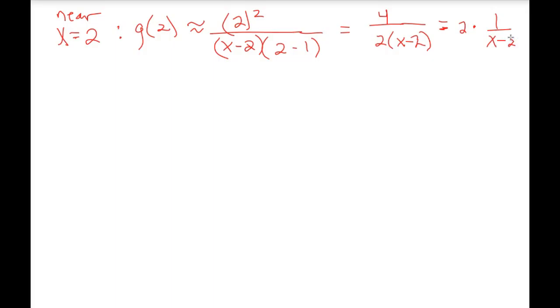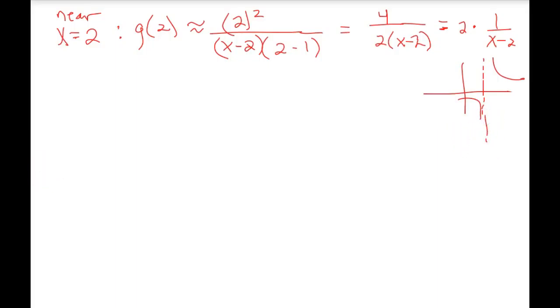So the main thing that we want to remember here is that we know that 2 times 1 over x minus 2 looks a lot like 1 over x. It's just moved over 2 units to the right. So the basic profile of, or the basic behavior around the vertical asymptote x equals 2 is going to look like this.